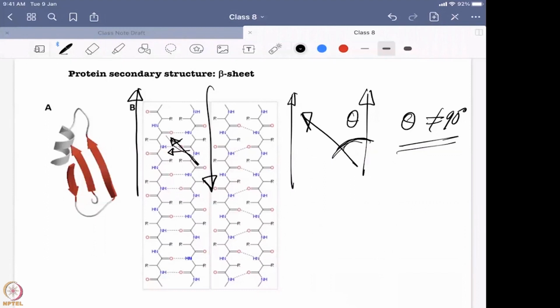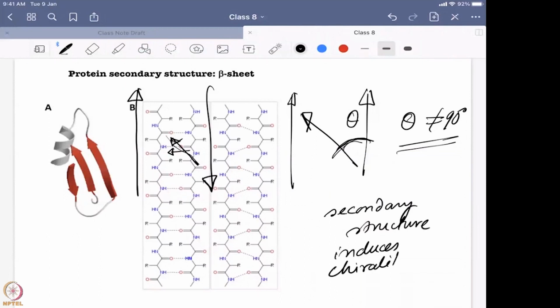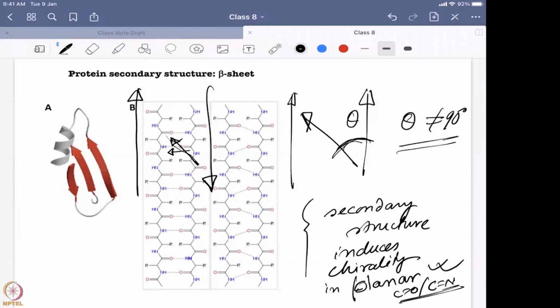So that is how the overall secondary structure induces chirality in the planar C double bond O or C double bond N form. And that is very much important for the CD spectra, because right now we are measuring the CD spectra in the region of 190 to 230 nanometers.